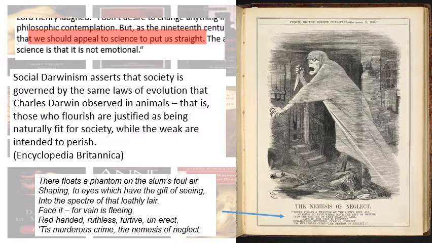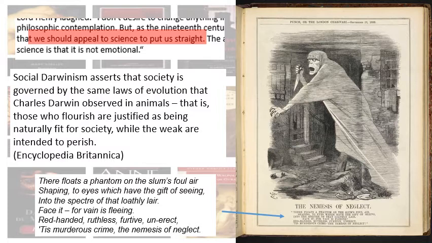I think we should also bear in mind Darwinism, and especially the subset of Darwinism called social Darwinism. And I think we can see Lord Henry here as a social Darwinist. He says we should appeal to science to put us straight. Now, that to me says that he believes in this idea of social Darwinism: that society itself, the way that we live, the classes that we put ourselves in, are governed by the same laws of evolution that Darwin observed in animals.